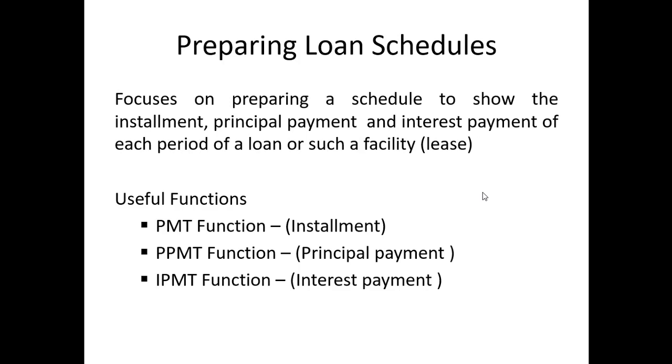When it comes to loan repayment schedules, we need to show the loan installment, the capital repayment component and also the interest component. Basically, in the loan amortization schedule we identify a particular column for the installment, another column dedicated to the interest component of that installment, and another column for the principal payment, or what we call the capital repayment.